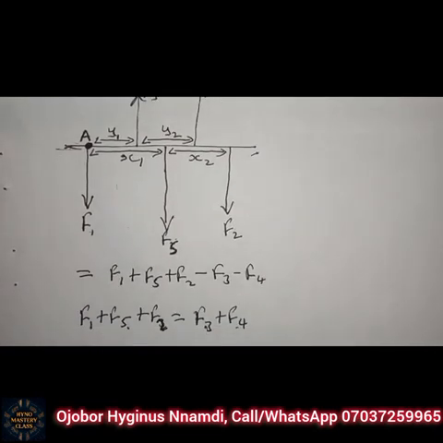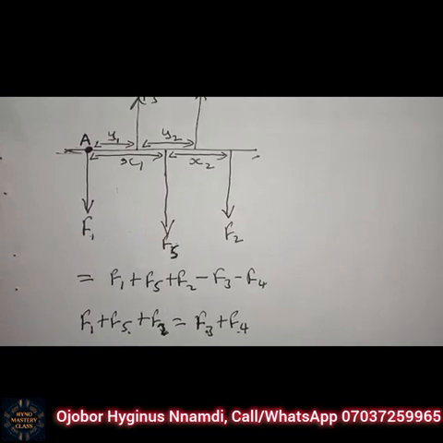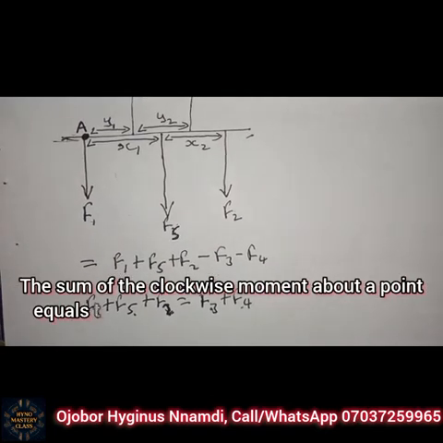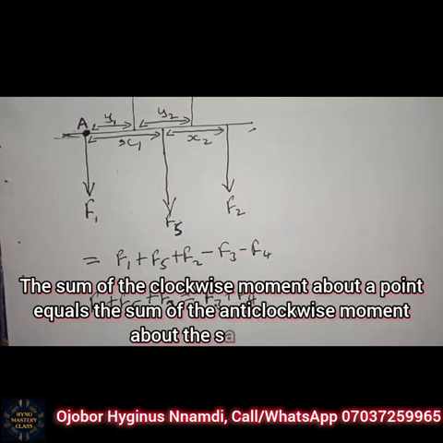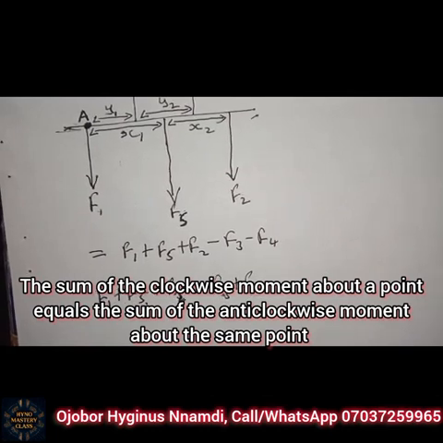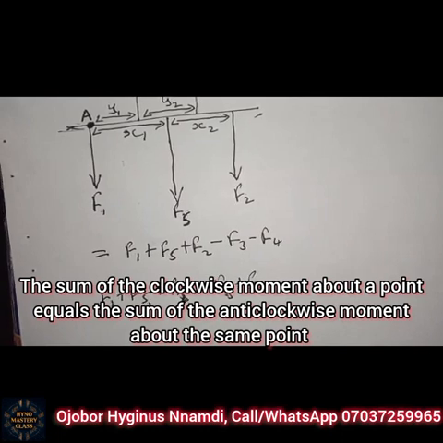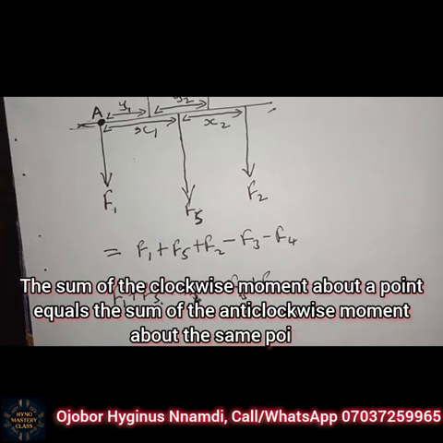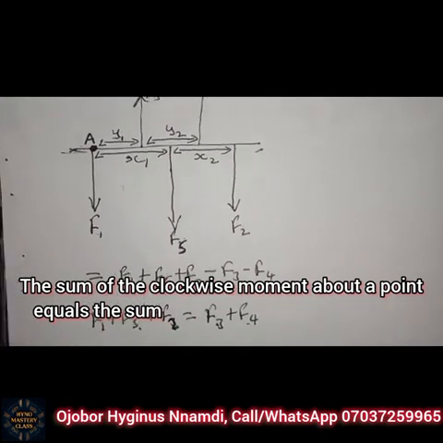Then when we look at the moment condition, the moment condition has to do with taking moment about a point. It says that the sum of the clockwise moment about a point is equal to the sum of the anti-clockwise moment about the same point, and that is what we refer to as the principle of moment.